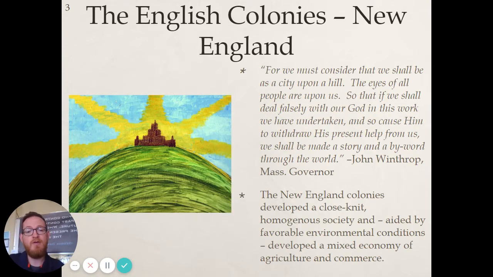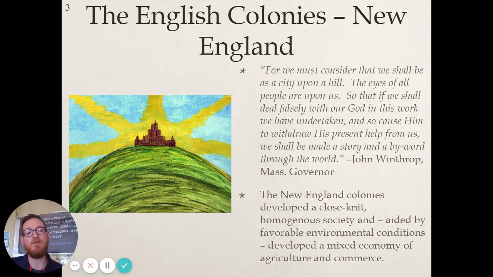So the New England colonies, what was the purpose of them? Really, it can be laid out in this statement by John Winthrop, who said, "For we must consider that we shall be as a city on a hill. The eyes of all people are upon us, so that if we shall deal falsely with our God in this work we have undertaken, and so cause him to withdraw his present help from us, we shall be made a story and a byword throughout the world." And really, that sums up what the purpose of the New England colonies was.